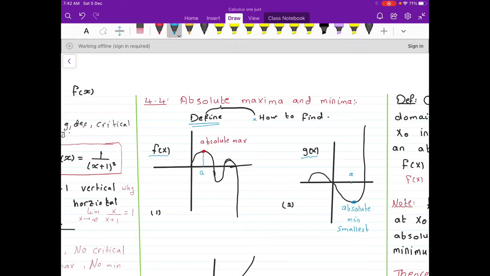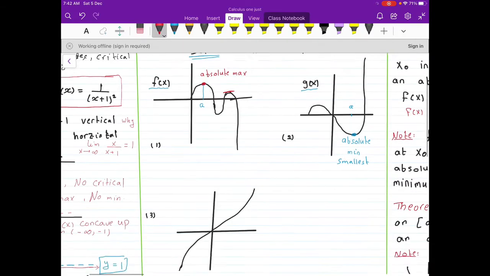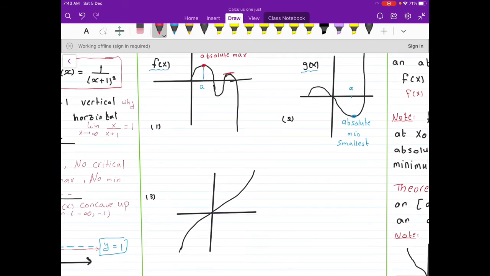لاحظ إنه this function has a local max in this interval. This is a local max. But the largest one in the interval will be the absolute max. If you take this function, obviously this function is continuous on R, but it has no max, no minimum, and no absolute max and no absolute minimum.